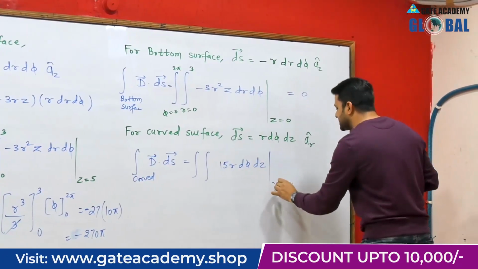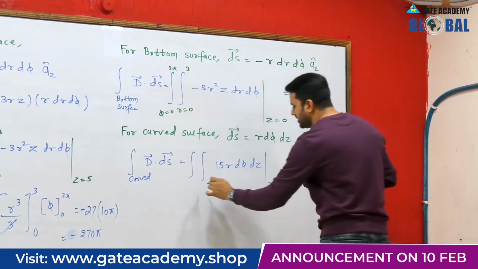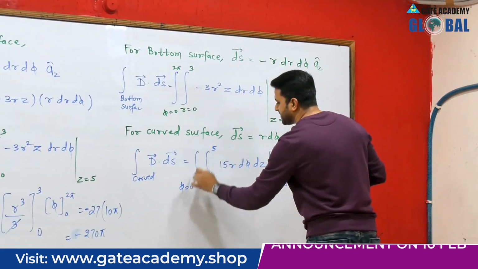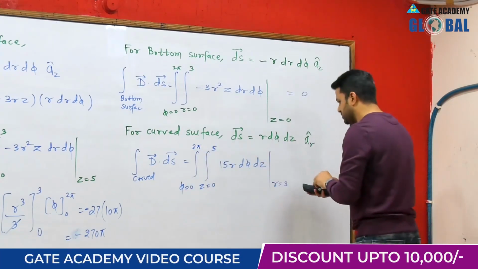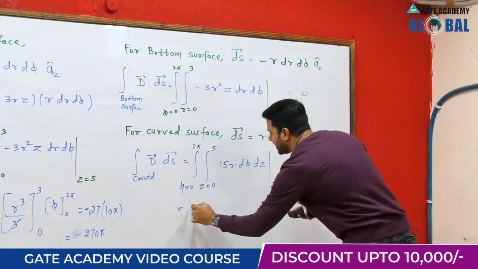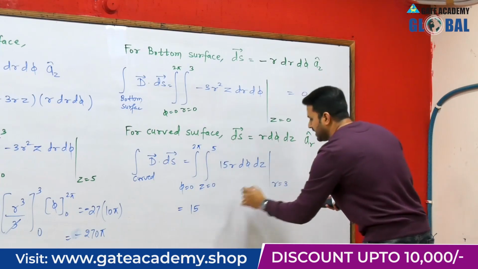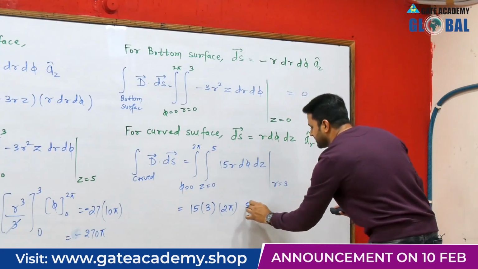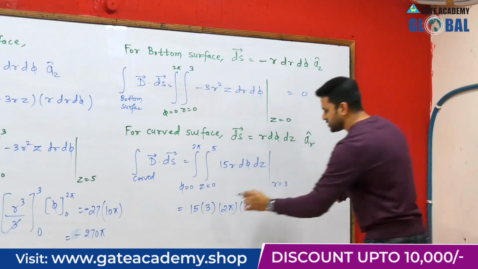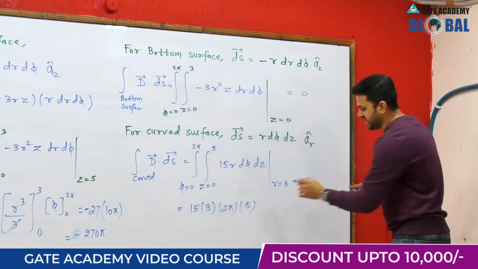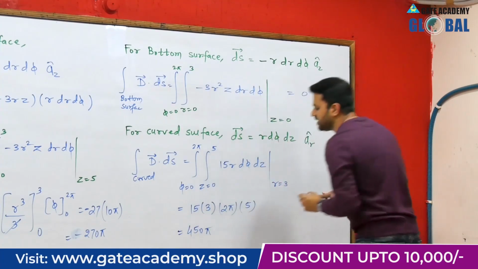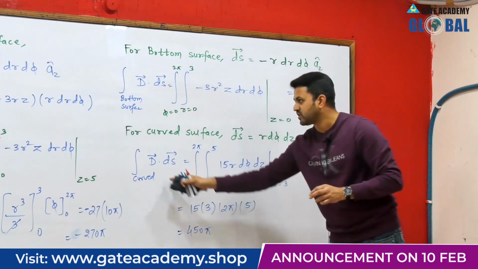So here the radius is constant which is 3. The value of z is varying from 0 to 5 and phi is varying from 0 to 2 pi. So if I solve this integration, I get 15, r is constant which is 3, and this is 2 pi and this is 5. So 15 into 3 is 45 and 5 into 2 is 10, that means we are having 450 pi. So this is the integration along the curved surface.